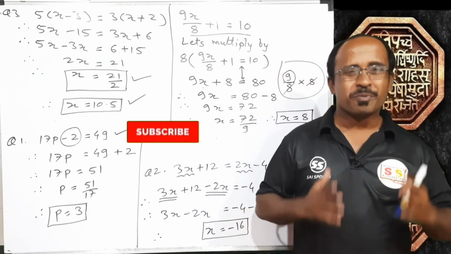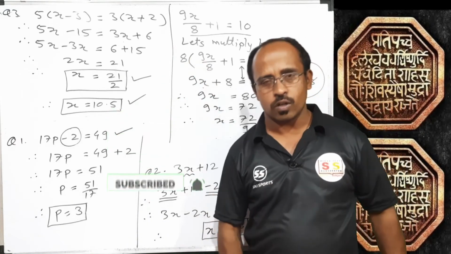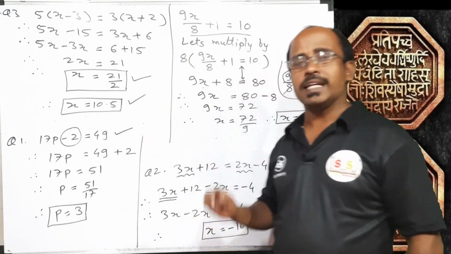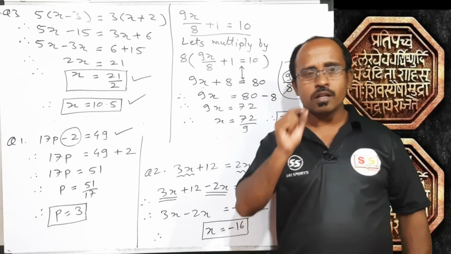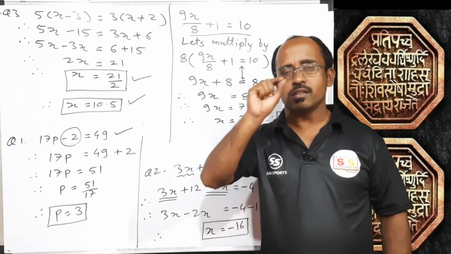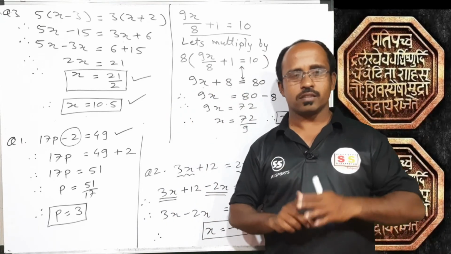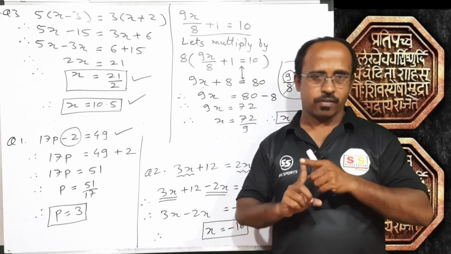So students, before continuing with the next complex problems, let's revise what we have learned. If in an equation there is a variable with the same indices, such an equation is called an equation in one variable, that we learned.